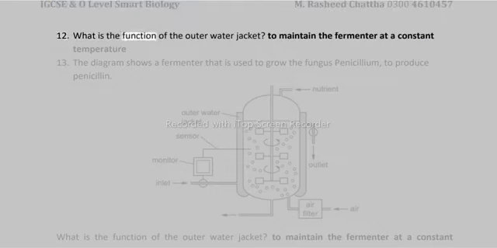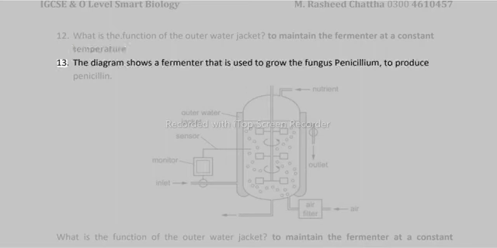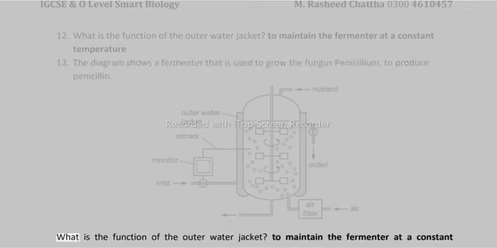12. What is the function of the outer water jacket? To maintain the fermenter at a constant temperature. 13. The diagram shows a fermenter that is used to grow the fungus Penicillium to produce penicillin. What is the function of the outer water jacket? To maintain the fermenter at a constant temperature.